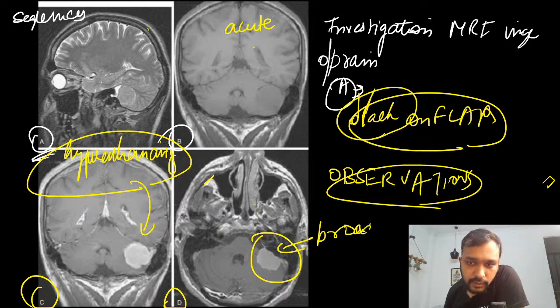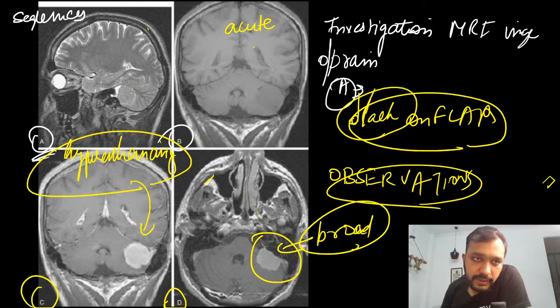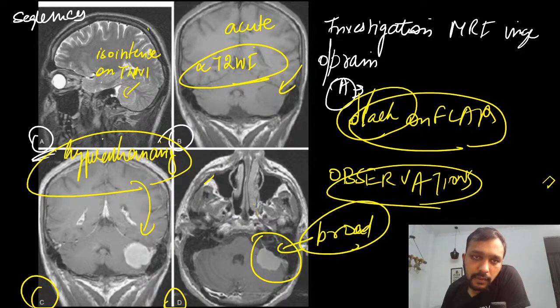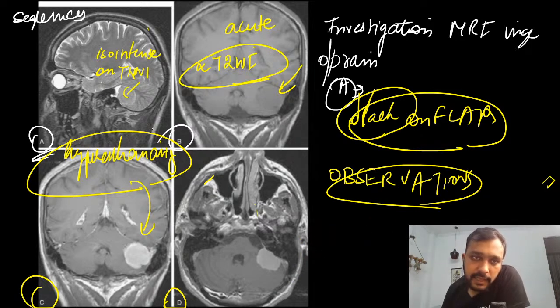Okay. So if we just look at this image on T2 weighted image and on T1 weighted image, we can say that the lesion is isointense on T1 weighted images and isointense on T2 weighted images, right? This is how the lesion is looking on T1 and T2 weighted images. Okay. So are we clear that the lesion is isointense on T1 and T2 weighted images?